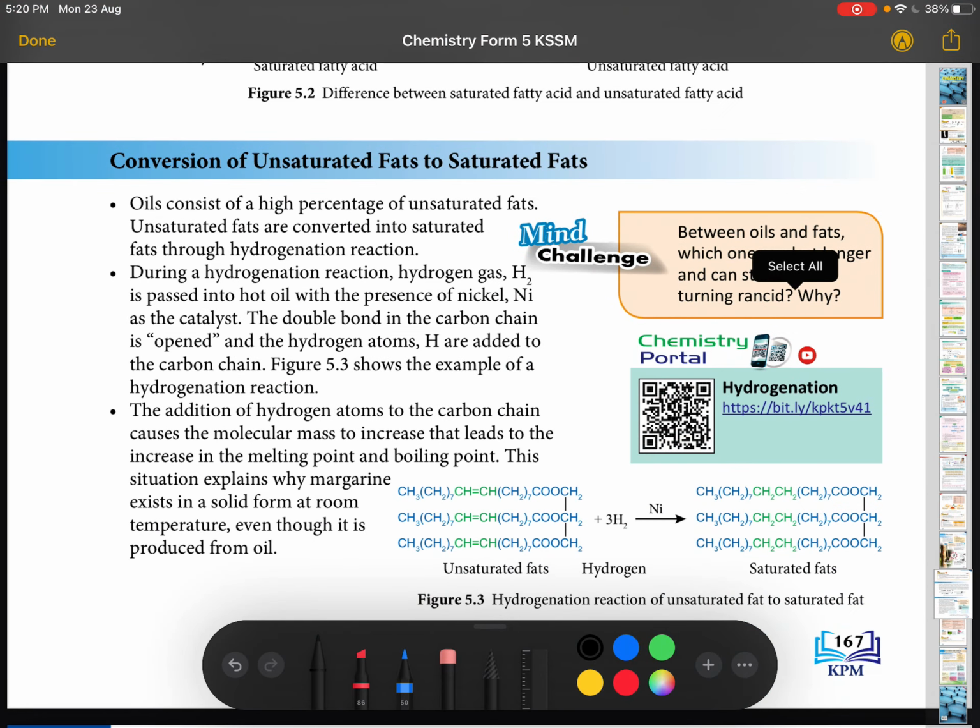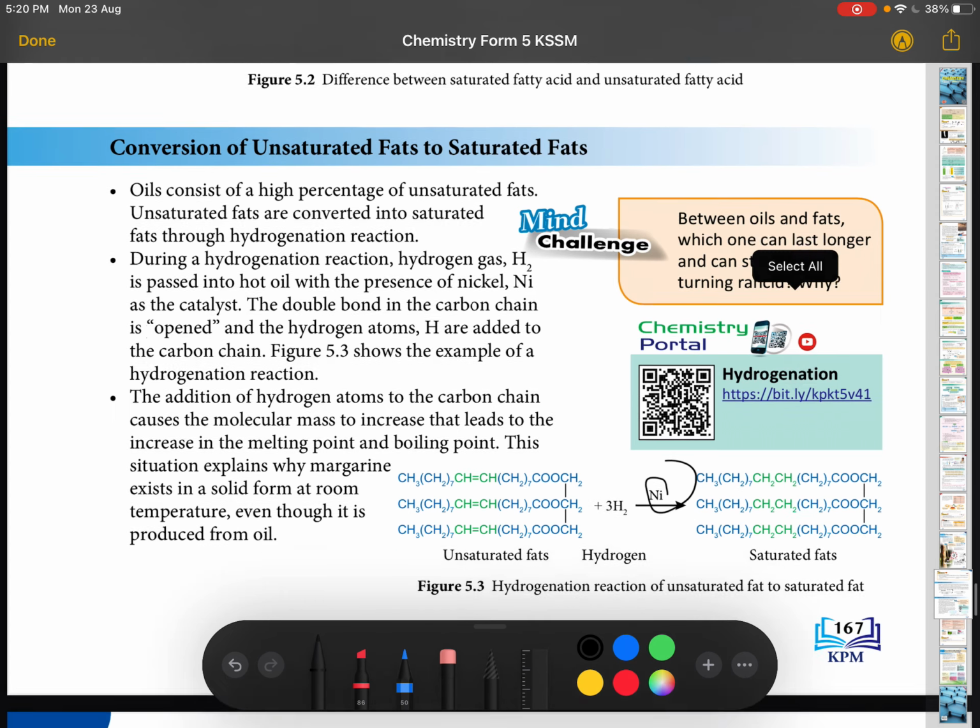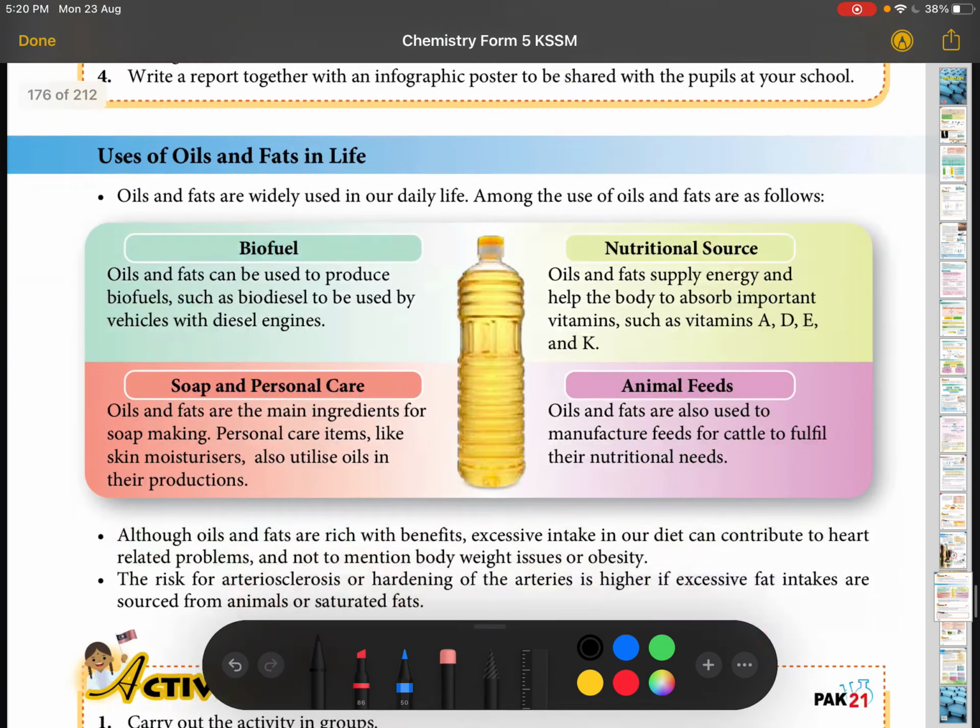So how do you convert unsaturated fats to saturated fats? How do you break these double bonds? You have to add hydrogen to it. So the reaction is called hydrogenation. And remember that nickel is a catalyst.